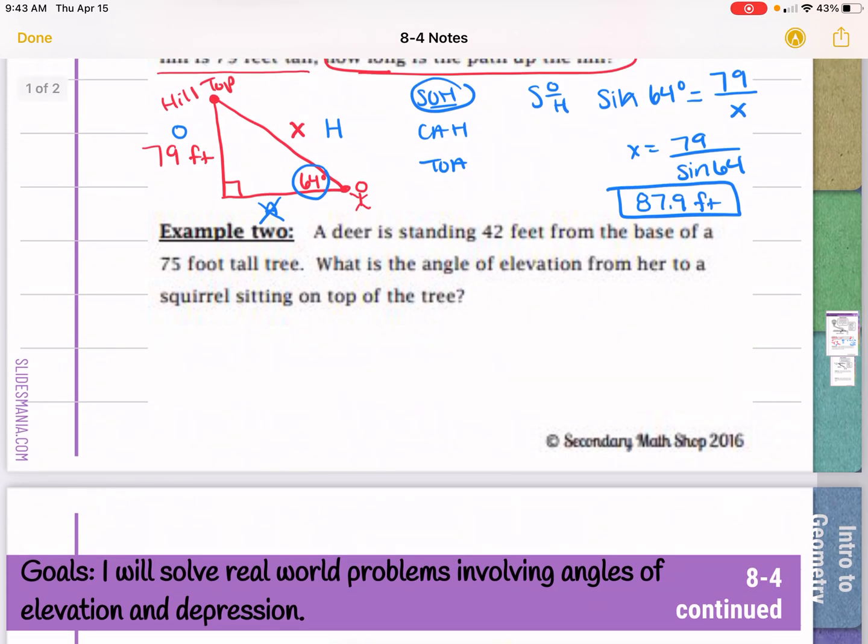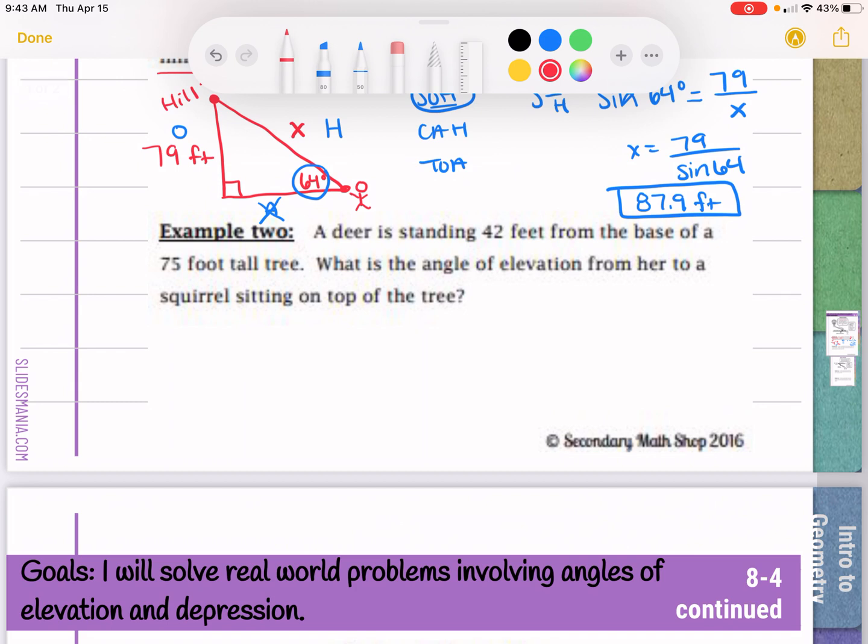We look at our next question. It says a deer is standing 42 feet from the base of a 75-foot tree. What is the angle of elevation from her to a squirrel sitting on top of the tree? So again, this is an angle of elevation problem. So I'm going to set up my triangle. And my angle goes on the bottom. Here they didn't know the angle. They're asking what is the angle. Since that's our unknown, since we don't know it, we're going to put an X for our angle because that's what we're going to solve for this time.